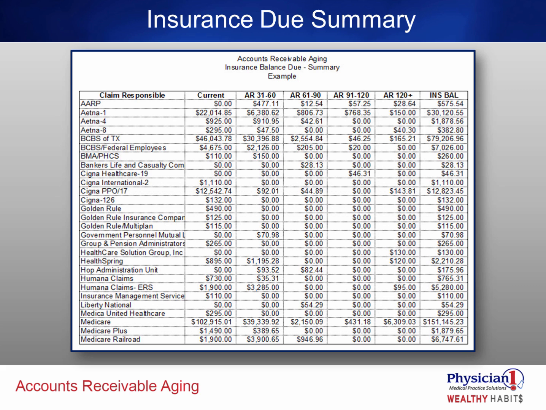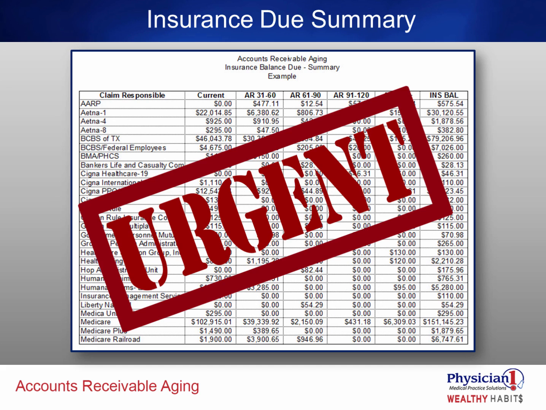Looking at the same insurance due summary that we printed earlier, shift your attention to the 90 and 120-day columns. You will follow the same process, working large balances to small balances, printing a detailed report for each insurance company. These claims are urgent and in danger of being past the filing deadline. Missing the deadline means you will never be paid for the services you provided.